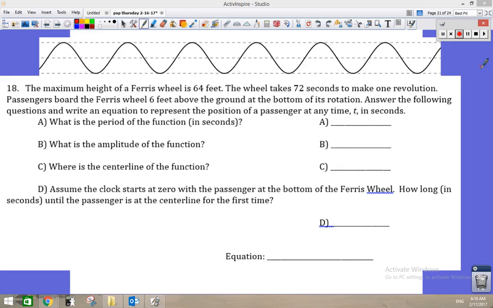Answer the following questions. Write an equation to represent the position of a passenger at any time t in seconds. So y equals 64 is our max. y equals 6 is our min. If we add these together, that's 70, and half of 70 is 35. So y equals 35 is our center line.